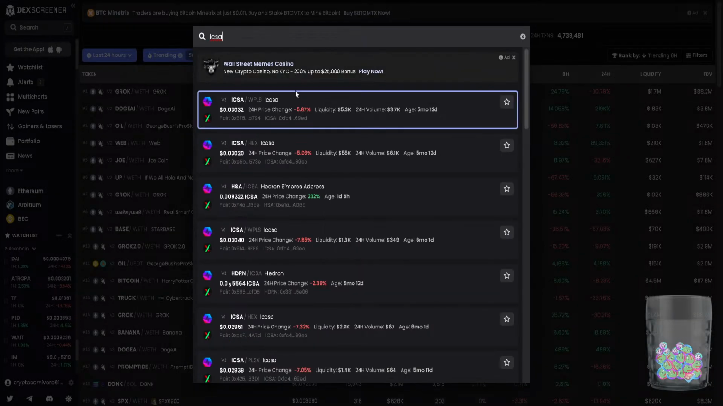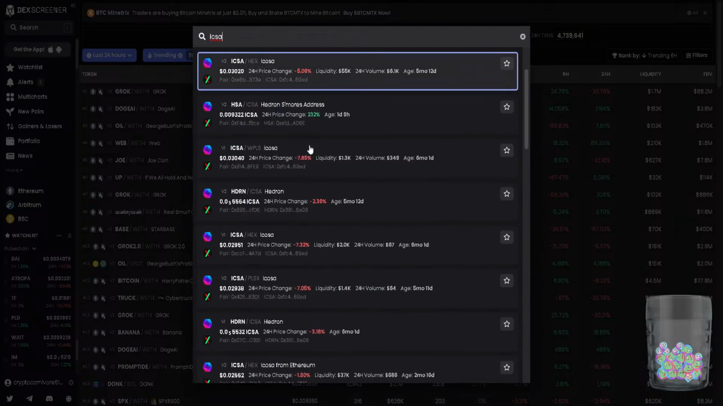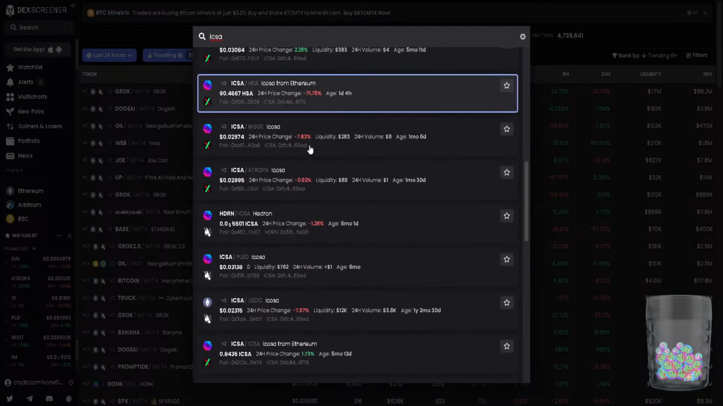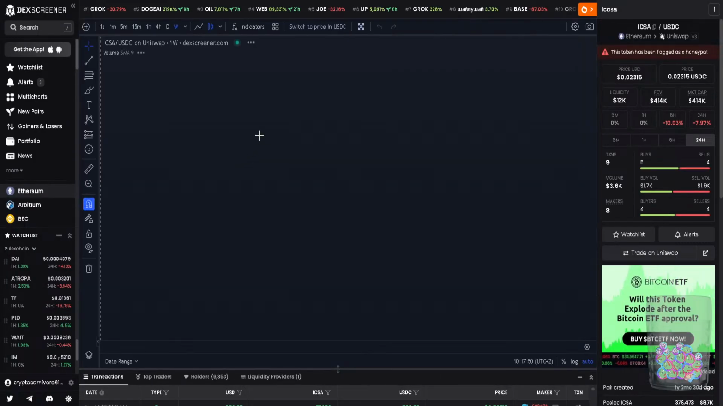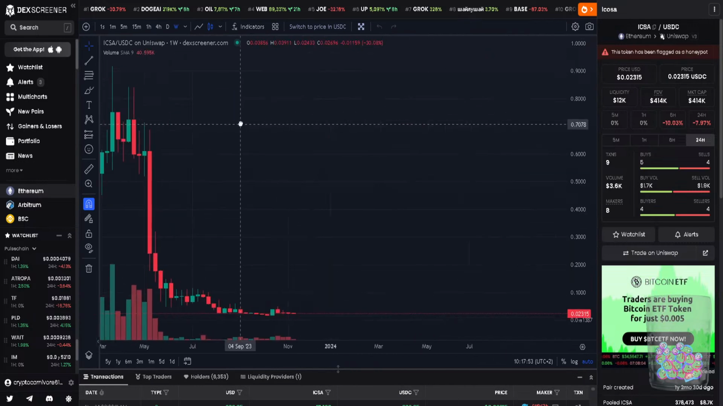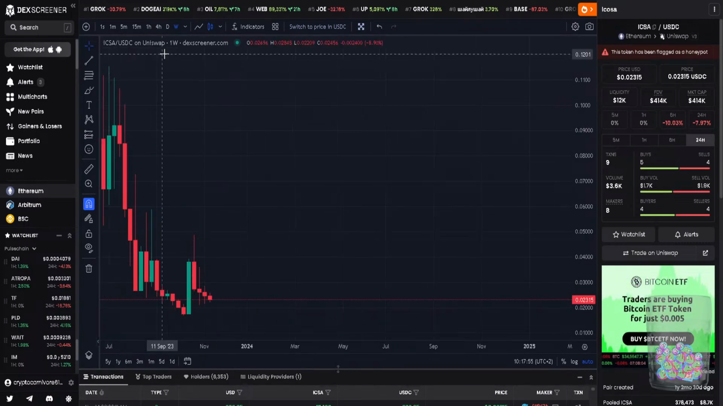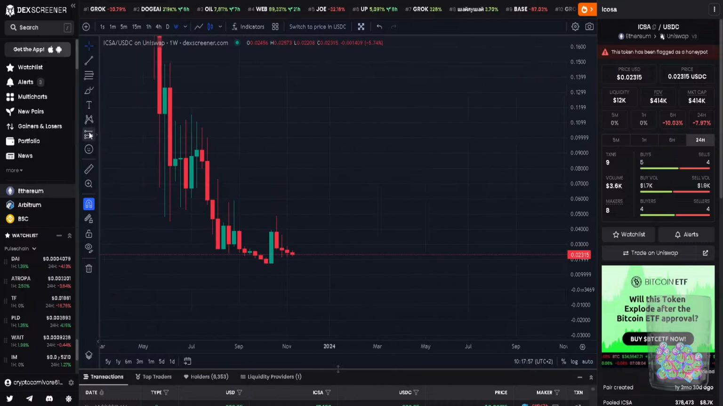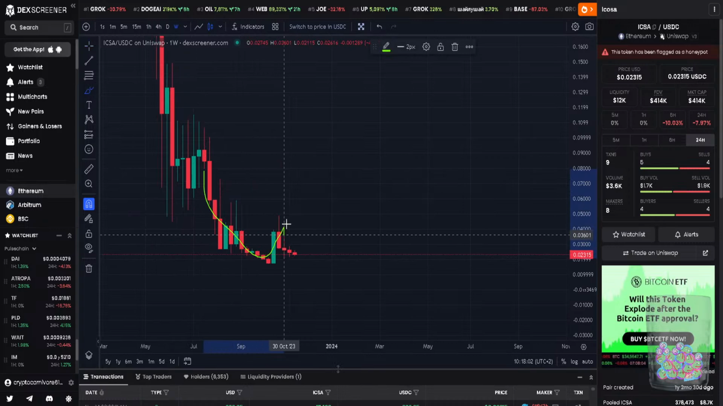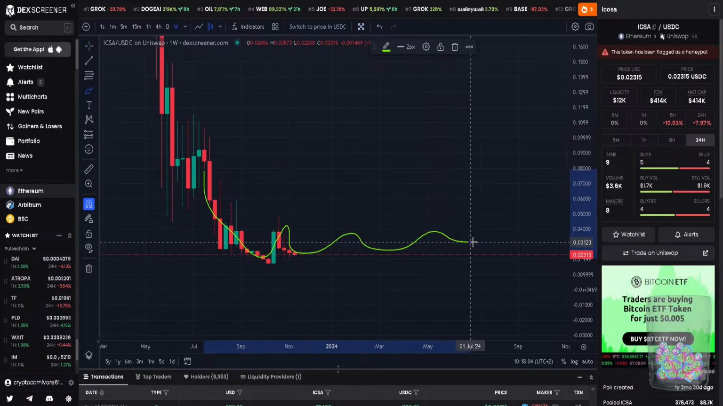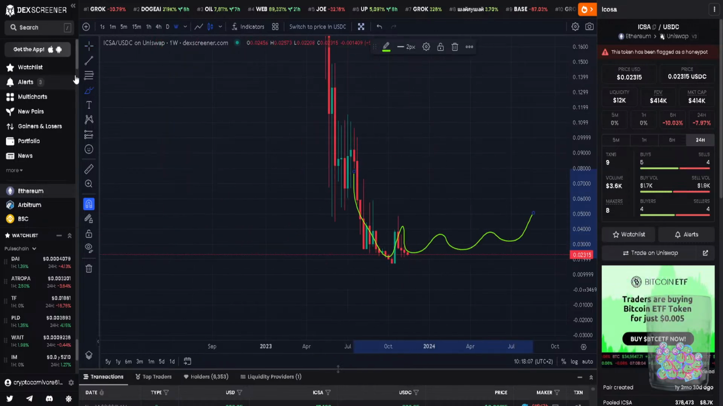I recently bought some more Icosa when my stakes rolled over just to make them full. And the same story here. We need these lows to hold. And this is the weekly chart. We need sideways movement.